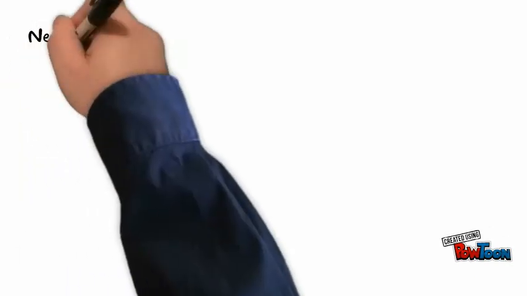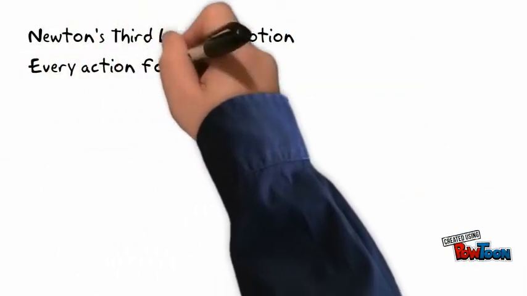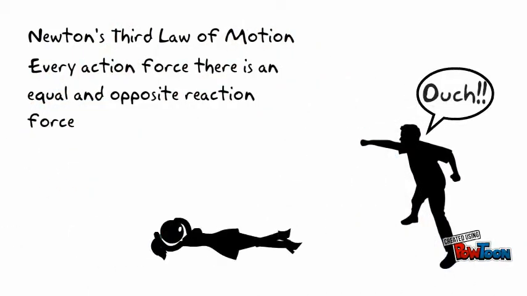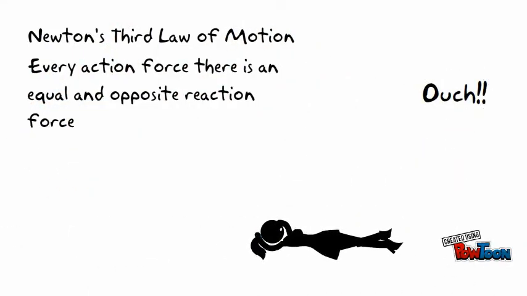Newton's third law of motion states that for every action force, there's an equal and opposite reaction force. Basically, if you were to punch, let's say, a wall, then the force that you apply on the wall's face will be the same force that will be applied back on your hand. Hence why your hand starts to hurt.